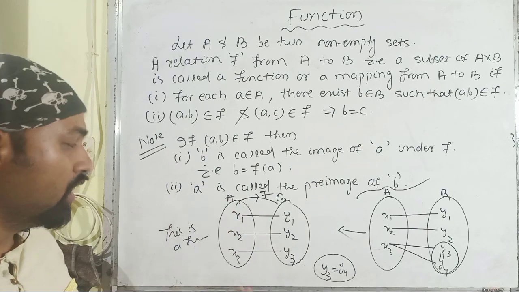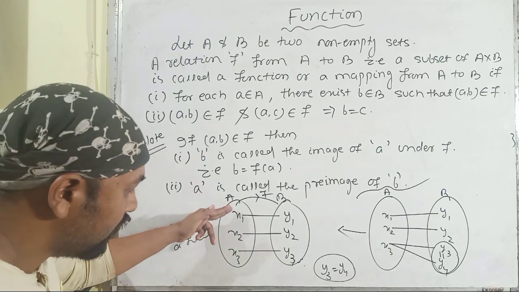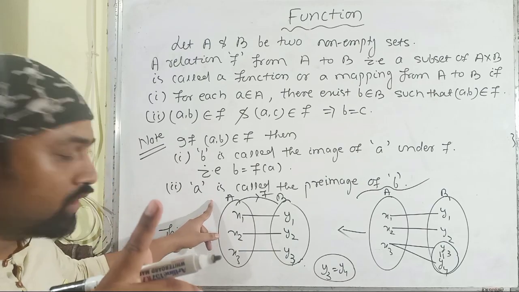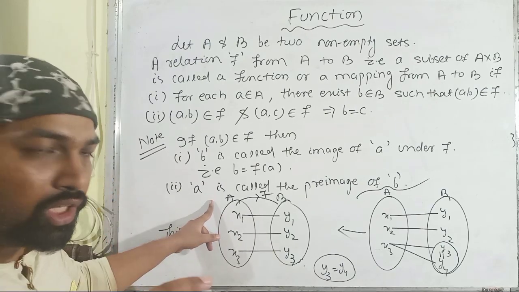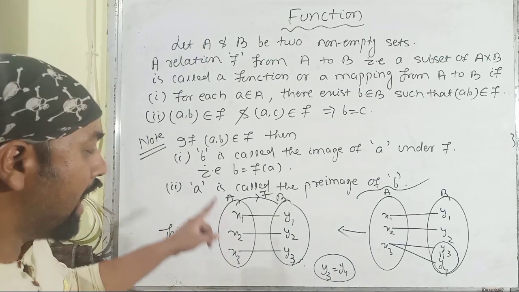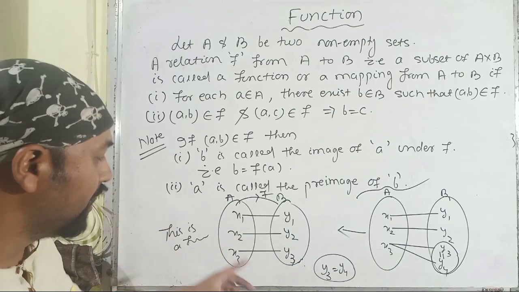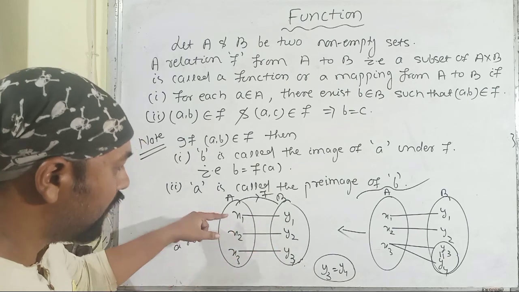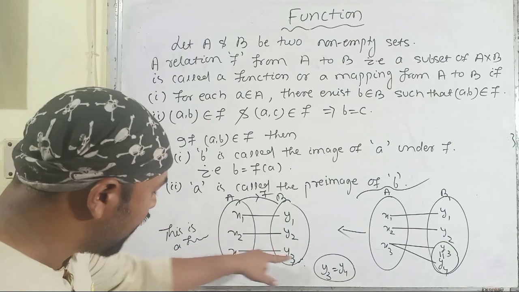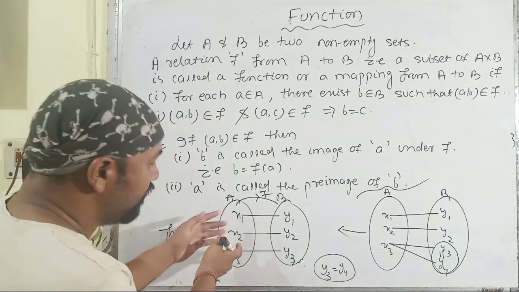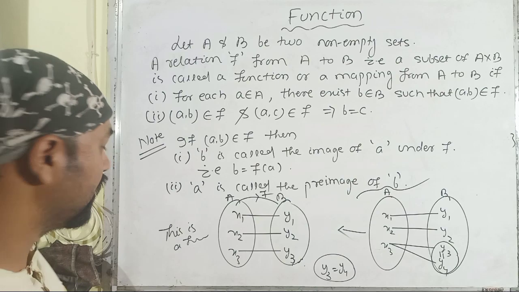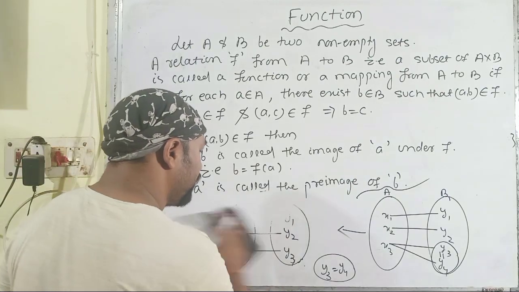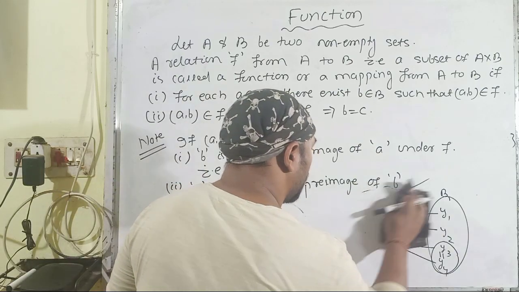And these are the conditions. That means if there are three elements present in the first set, then in the function there will be three ordered pairs, and the three ordered pairs will be different. One is (x1, y1), another is (x2, y2), and another is (x3, y3), and three mappings are there from the three elements of the first set. So it is all about the definition of the function. Then moving towards some of the notations.